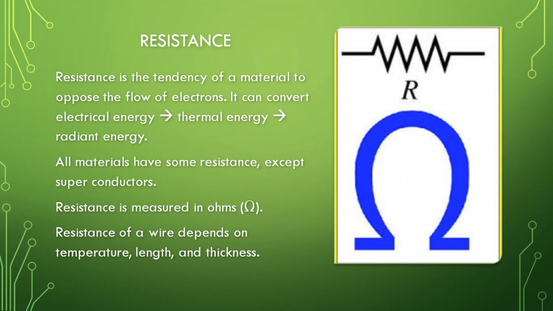So the resistance of a wire depends on temperature, length, and thickness. You have more resistance at higher temperatures, more resistance with longer wires, and more resistance with thinner wires. You can't force as many electrons through thinner wires.